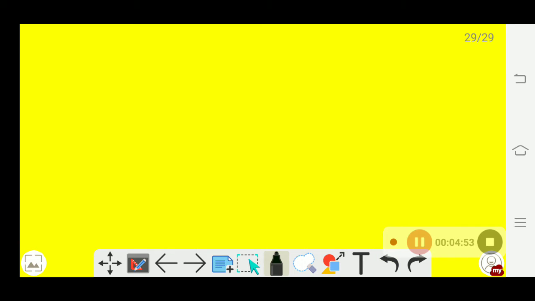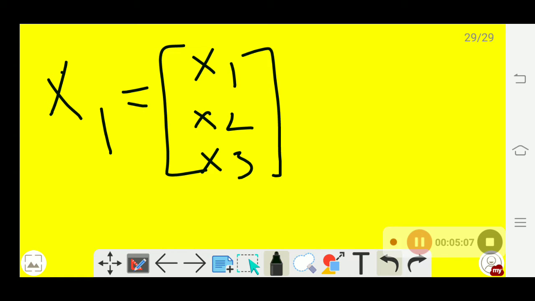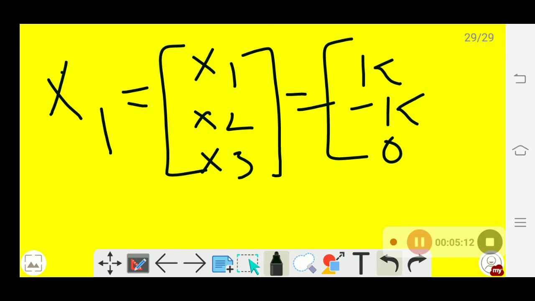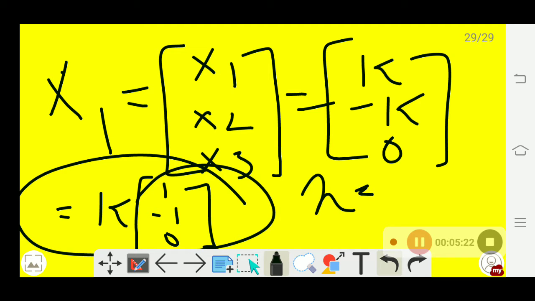So what is the eigenvector corresponding to the first eigenvalue we got? It is x1, x2, x3, these are small letters. So x1 we got as k, x2 as minus k, and x3 is 0. So it is k times (1, minus 1, 0). This is the answer for lambda is equal to 2.